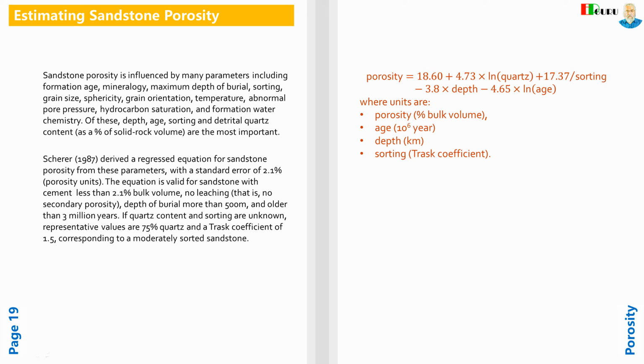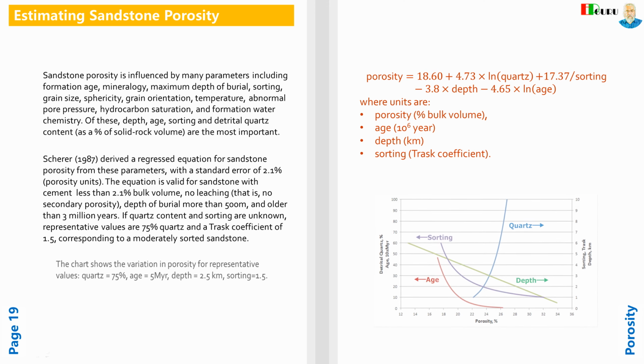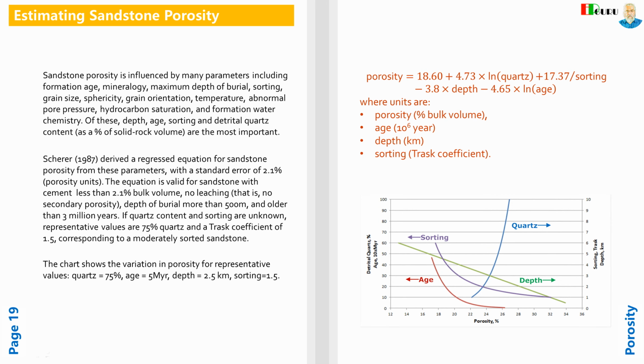The equation is valid for sandstone with cement less than 2.1% bulk volume, no leaching, that is, no secondary porosity, depth of burial more than 500 metres, and older than 3 million years. If quartz content and sorting are unknown, representative values of 75% quartz and a Trask Coefficient of 1.5, corresponding to a moderately sorted sandstone, can be used. The chart shows the variation in porosity for representative values: quartz 75%, age 5 million years, depth 2.5 kilometres, sorting 1.5.